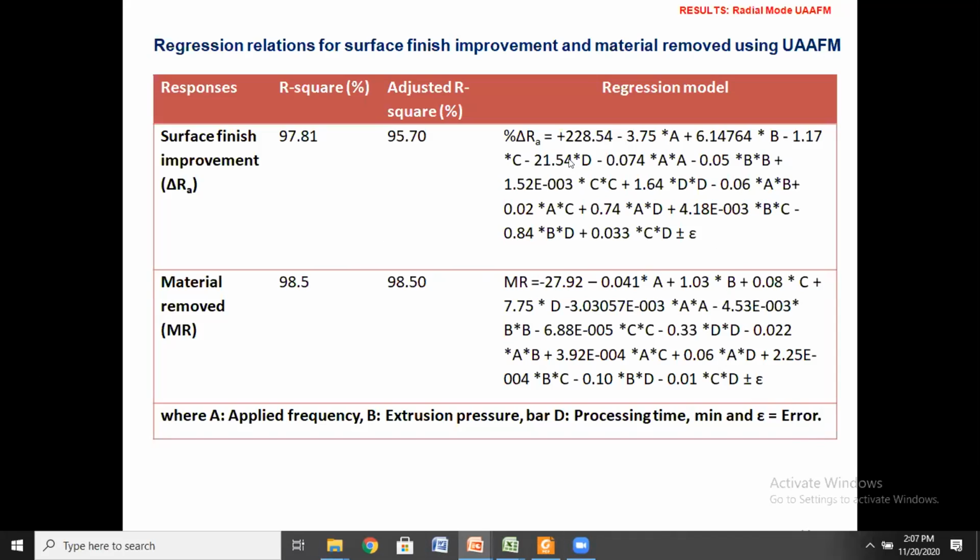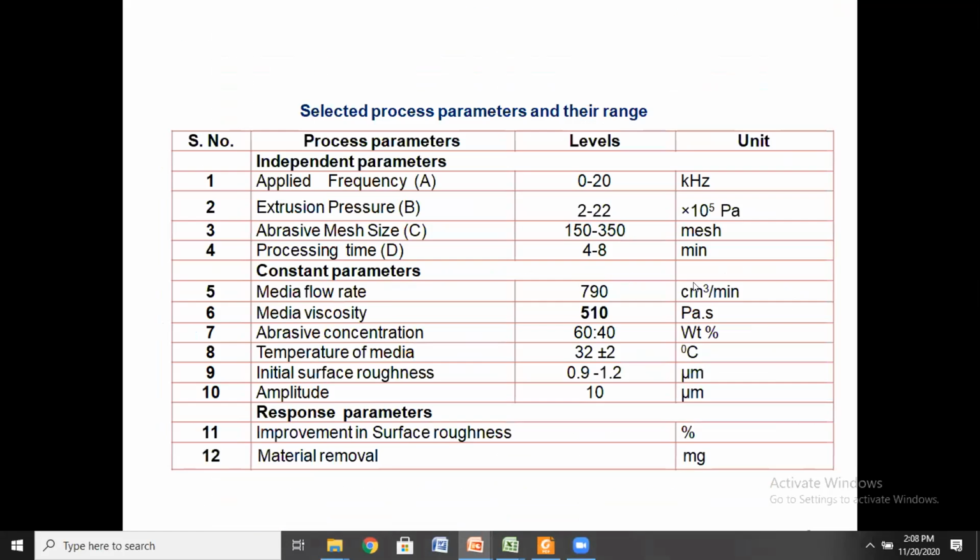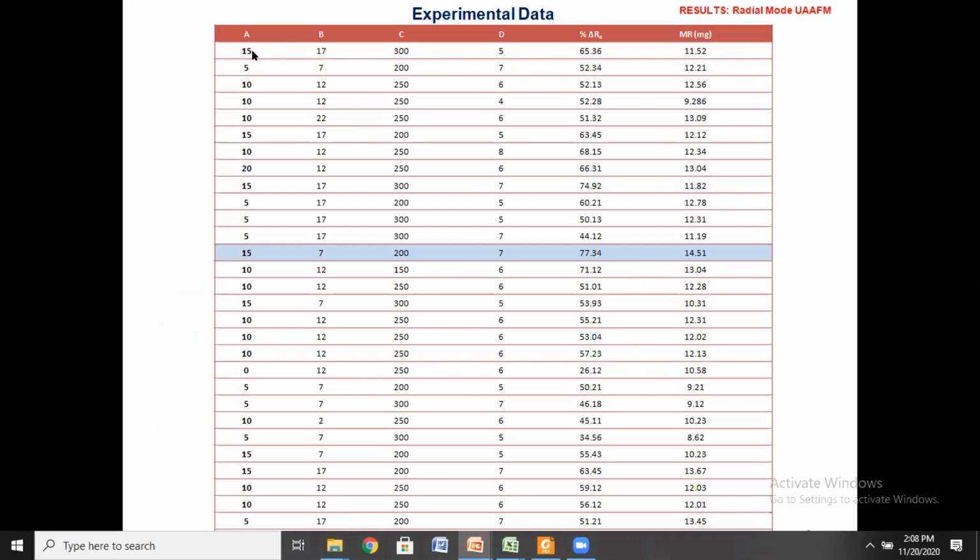What you have to do is, this is the equation. If you read, for example, MR equals minus 27.92 minus 0.01 so and so into A plus so and so into B. So you insert this equation in an Excel sheet and give the ABCD values. ABCD values you will get from here, for example, 15, 17, 300, 5. So this is the ABCD value for run 1. And your result is 65.36, 11.52. This is your experimental result.